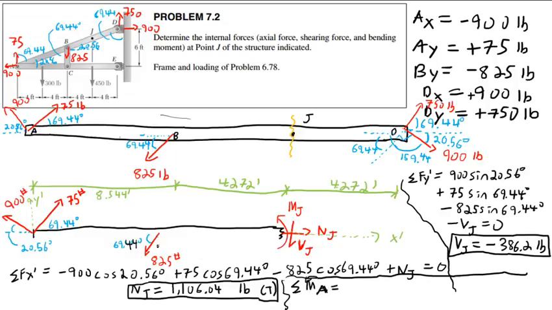I'm only going to need the vertical components of this because the horizontal component is not going to generate a moment through A. The vertical component will generate a negative moment about point A. So, well, first let's just add Mj, then minus 825 sine 69.44 times a length of 8.544 feet.